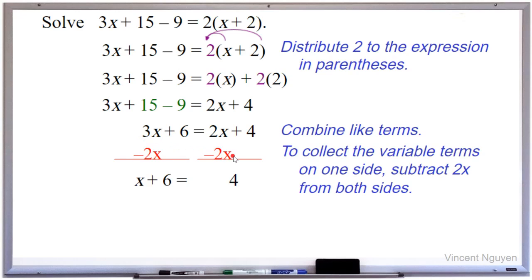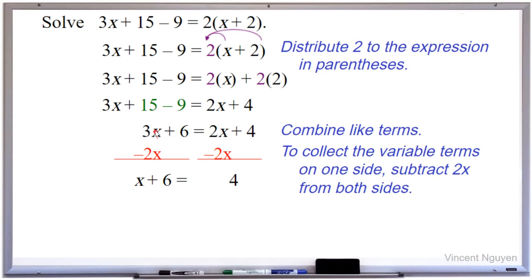I subtracted 2x. Now you might think that the x needs to be over here, so you move 2x over. That's a good reason, but the main reason really is to get rid of the smaller variable first. So if 2x was on the left side, I would still move it to the right side. So move the smaller variable. Why? Because you're going to end up with a positive variable always.